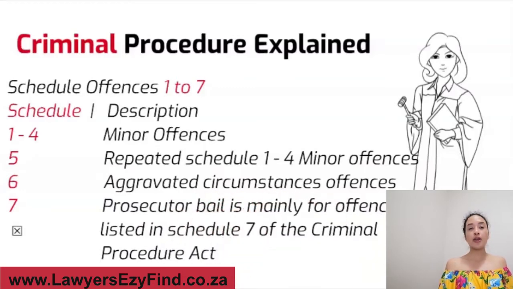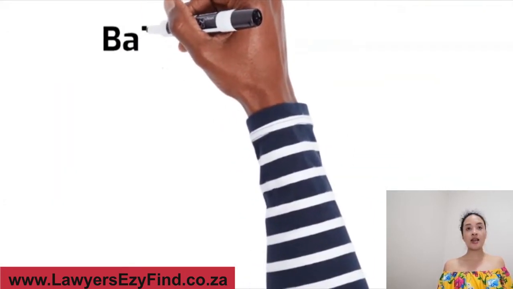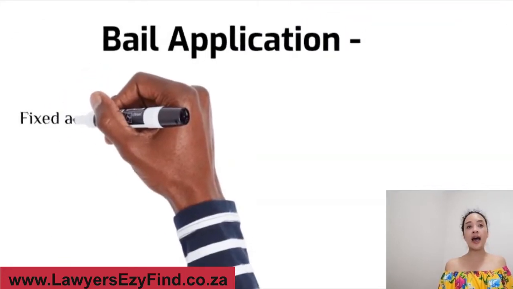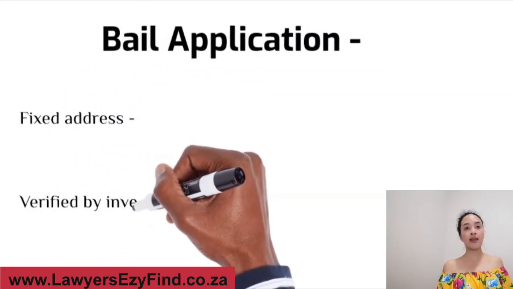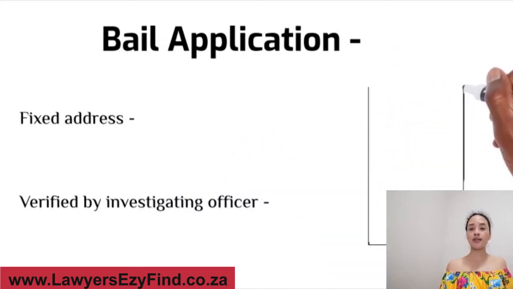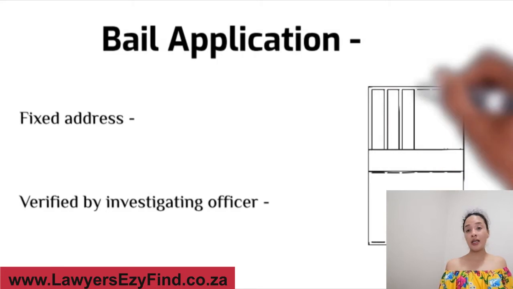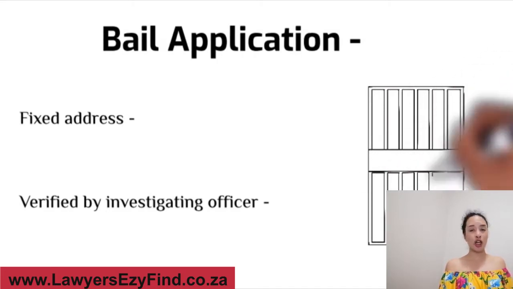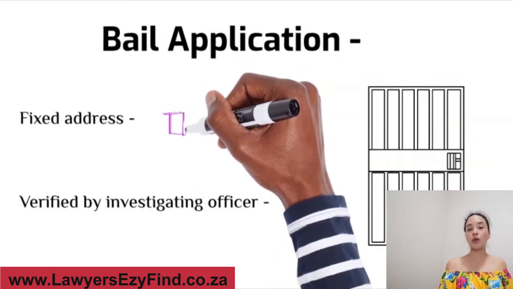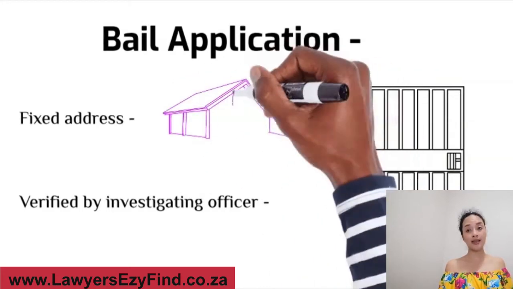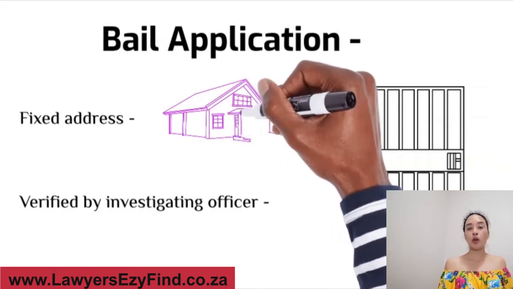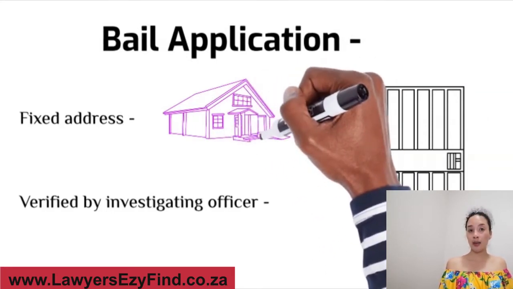So obviously the requirements and the procedure here is that the fixed address of the accused must be provided and it must be verified by the investigating officer. This process does usually take long since most people give the police officers the wrong address. I would not recommend this personally because this will be one of the reasons why your bail does get denied in court. So the amount of bail requested can be disclosed in your bail application.